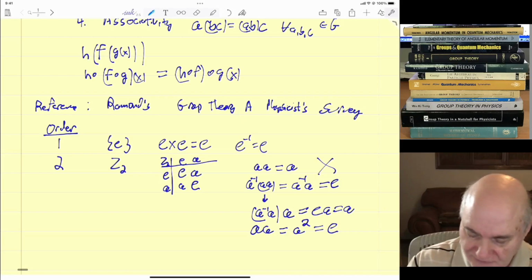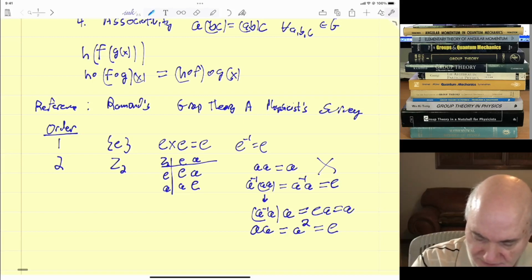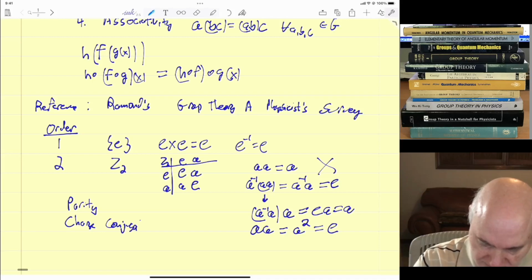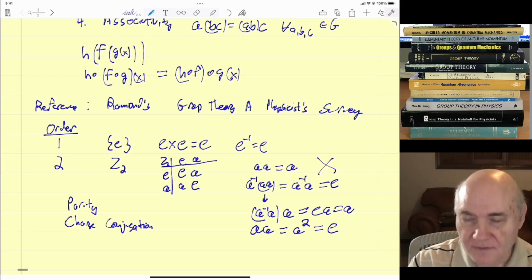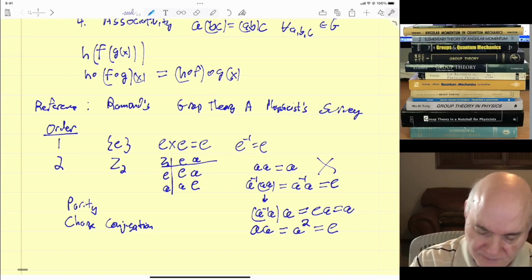Its importance lies in the fact that it can be used to represent parity, charge conjugation, so anything where when you do it twice, you go back to yourself. You can represent it as a group by this thing.